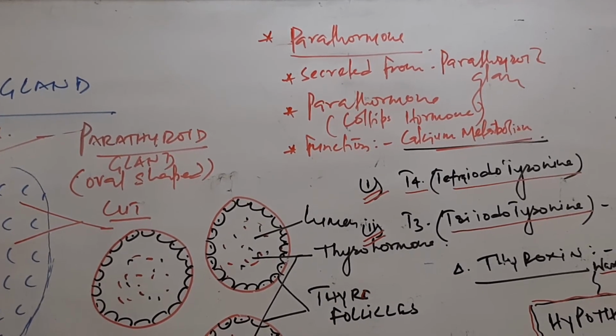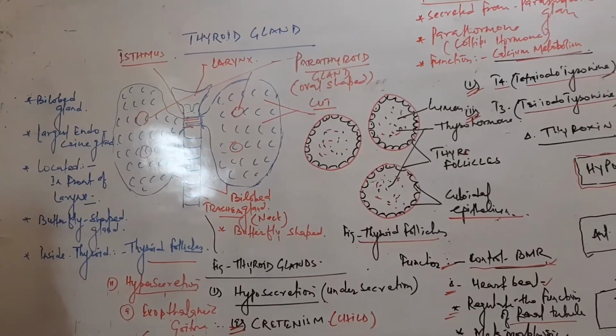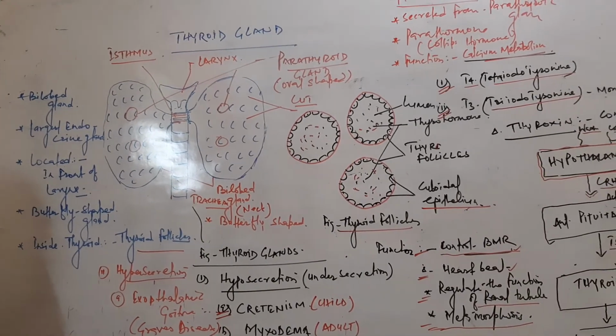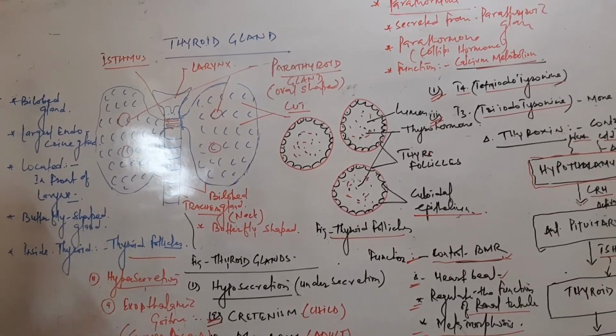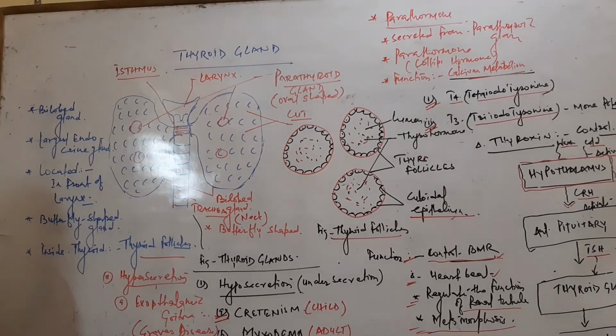So, this is all about the two glands, the thyroid gland and the parathyroid gland. If any calcium deformity occurs, parathormone gets disturbed. So, that is all about the two glands.